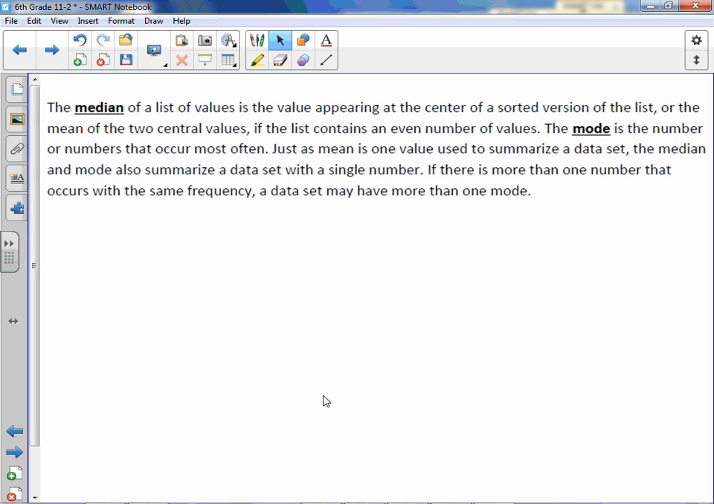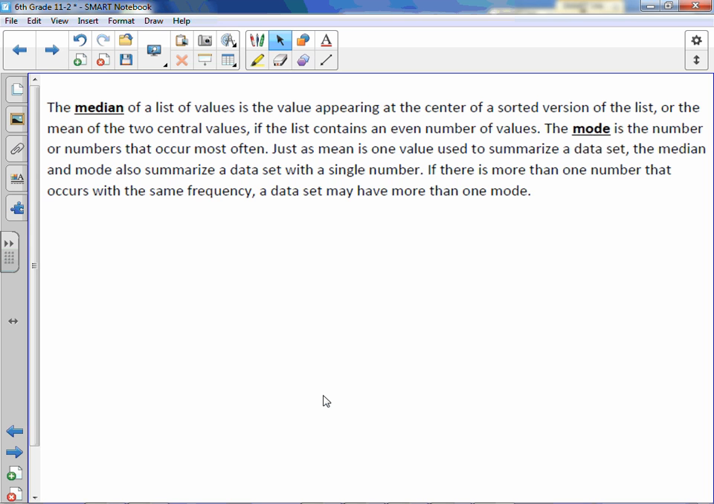The median of a list of values is the value appearing at the center of a sorted version of the list, or the mean of the two central values, if the list contains an even number of values. So in other words, you put the data in order from least to greatest and find the middle number. If you have two numbers in the middle, you take the average of those two numbers. The mode is the number or numbers that occur most often.